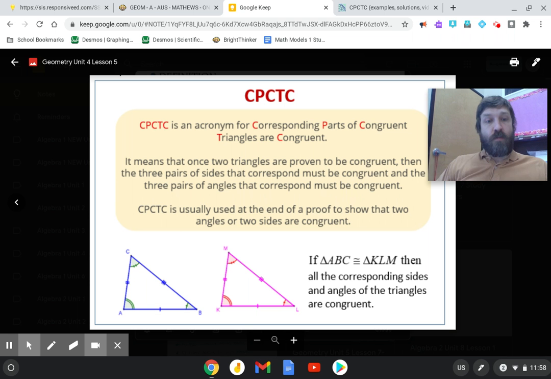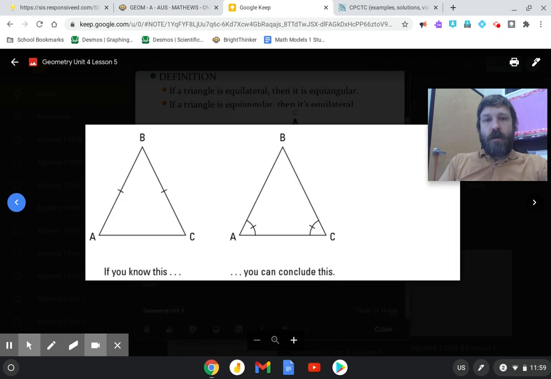As an example, if I proved that ABC and KLM are congruent, no matter what way I proved it, whether it was side angle side or angle angle side, I now know that angle B and angle L are congruent, that angle C and angle M are congruent, that side AB and side KL are congruent, for instance. All the parts of those two triangles are congruent. And that's what CPCTC means. That's the first one. So I'm going to go through each theorem here pretty much like that.